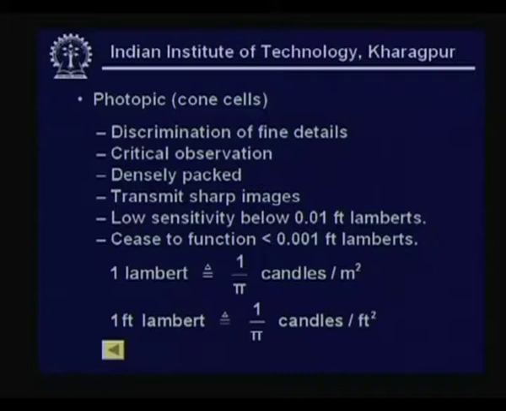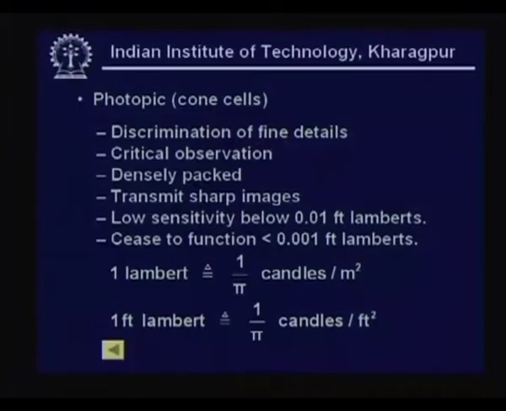So, the point we have observed is that the cone cells, which are densely packed in the foveal region, enable us to discriminate fine details and transmit very sharp images, but are not very sensitive below 0.01 foot Lamberts and completely cease functioning, that is, they do not respond at all for any illumination less than 0.001 foot Lamberts. Here 1 Lambert has been defined as a light flux incident on a surface area of 1 square meter, producing 1 over pi candles.